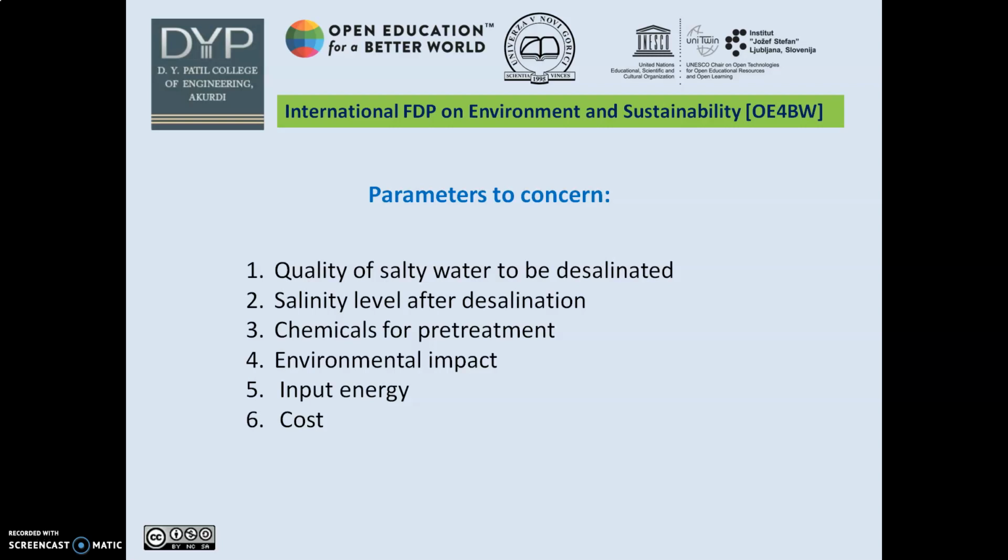So these are the parameters to be concerned with for RO technology. First, the quality of salty water to be desalinated must be taken care of. Next, salinity level after desalination must be assessed. The different chemicals required for pre-treatment need to be noted. Then, environmental impact assessment must be done, and energy input and cost effectiveness for this technology need to be calculated prior to implementation.